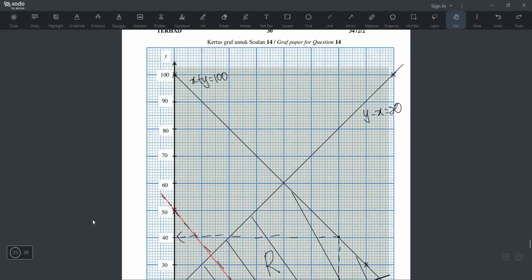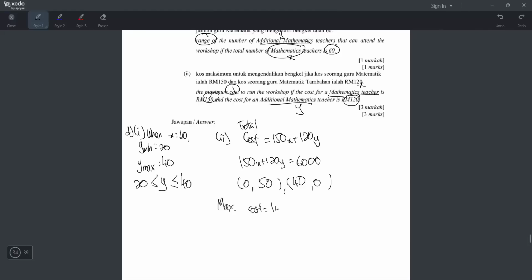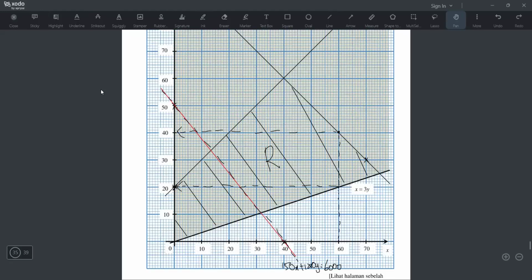So now what do we have to do? Let's go to the question, see maximum or minimum. They want maximum, right? Maximum cost. So later your maximum cost will be 150 bracket plus 120 bracket. But for the X and Y, you have to substitute with the maximum point. And your answer will always be at the corner. Your answer must be at a corner.